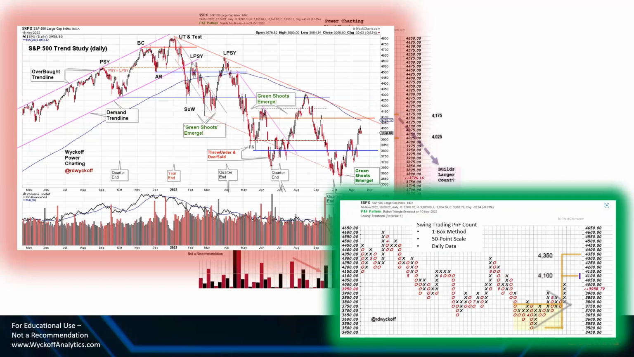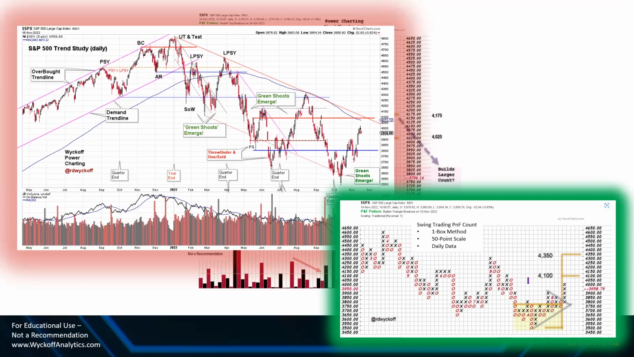Note that it goes to 4,100, 4,350. Well, this is interesting. So we have a smaller count, which I think is a relevant count, up to 4,025, a larger count now that grew wider that has gone up to 4,100, and we're still a couple of boxes away from that. Also, we have this count that goes to 4,350, which is just above this peak that we had in August, which went to 4,300.